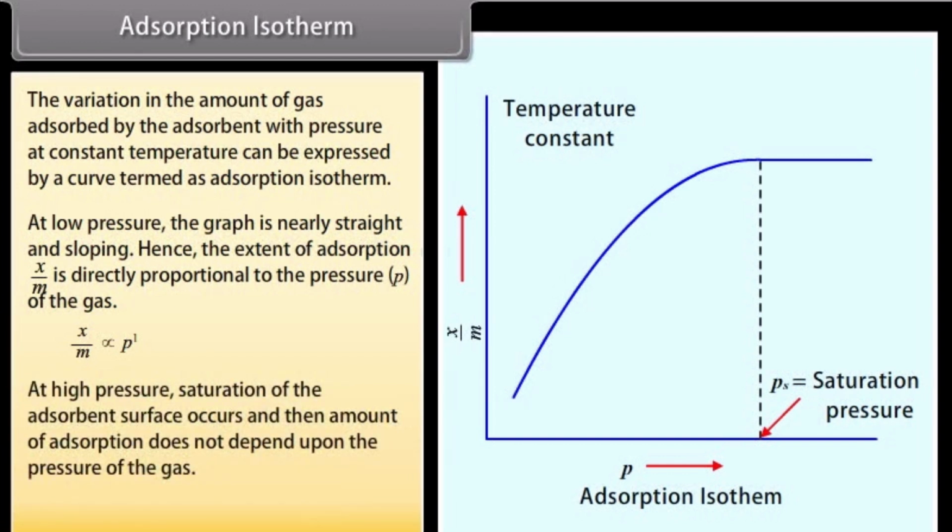At high pressure, saturation of the adsorbent surface occurs, and then the amount of adsorption does not depend upon the pressure of the gas. This can be expressed as x/m ∝ p^0.